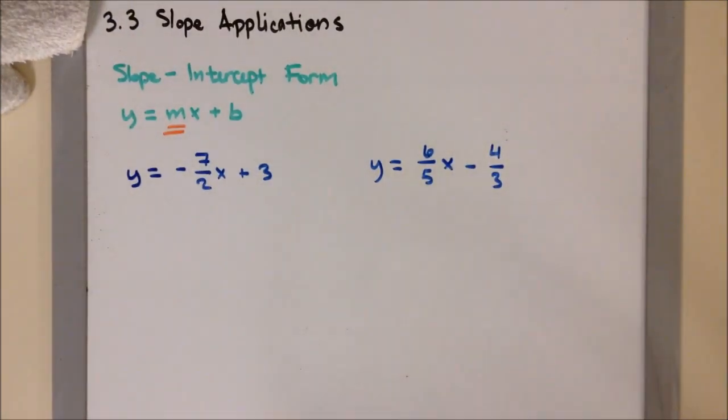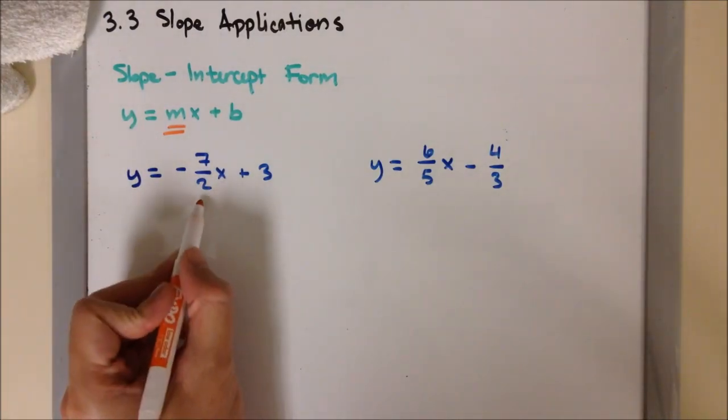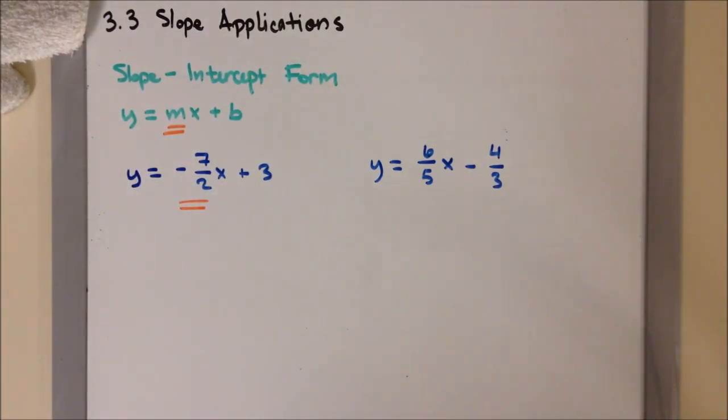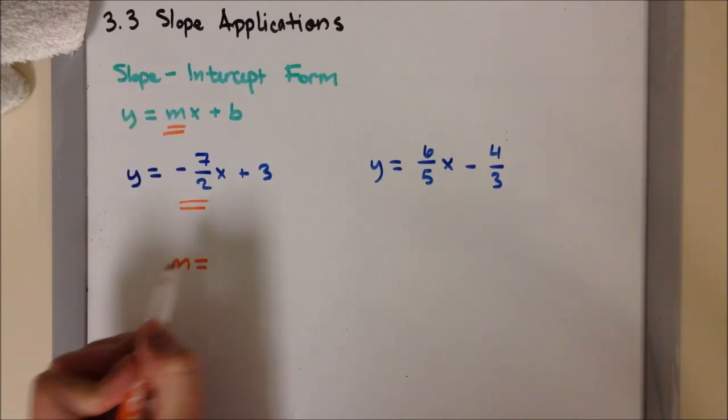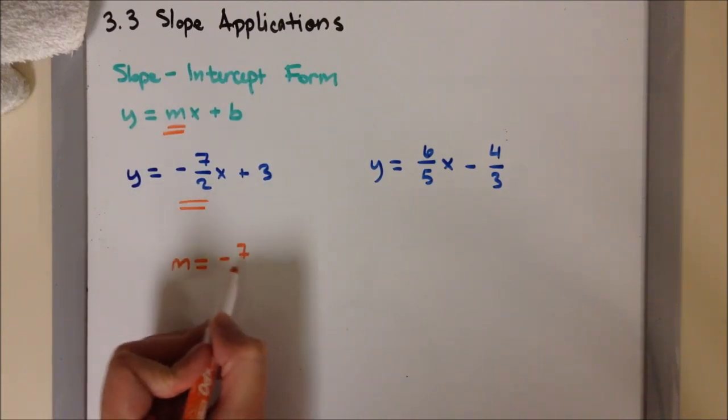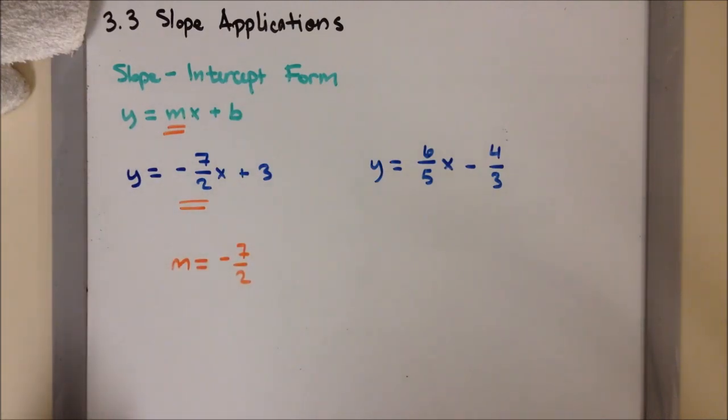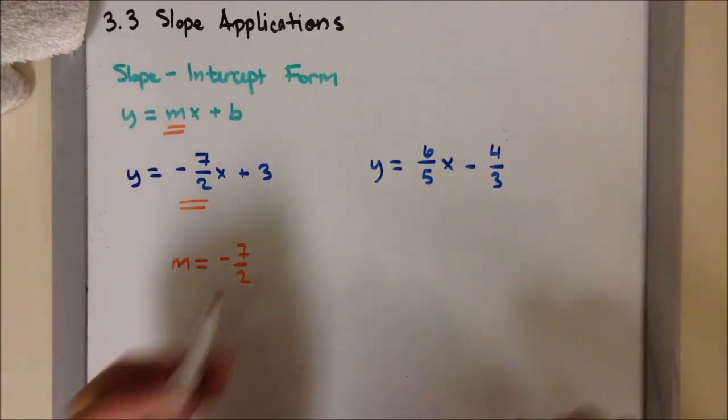That's all it is. In my first example, I have y equals negative 7 over 2x plus 3. So going back to what I said, slope is just the number in front of x. The number in front of x is negative 7 over 2. So I simply write m equals negative 7 over 2. That would be my final answer, and I'm going to box that up.